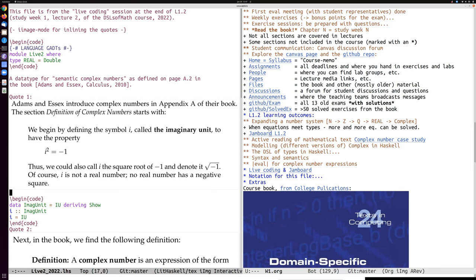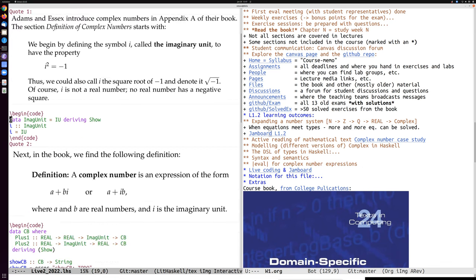Thus we could call i the square root of minus one and denote it by the square root of minus one as we did before. But of course, i is not a real number because no real number has a negative square. So far, that's fine. Let's try to see what we can do Haskell-wise. And here then, I've implemented a little data type. Let's move the quote up a bit.